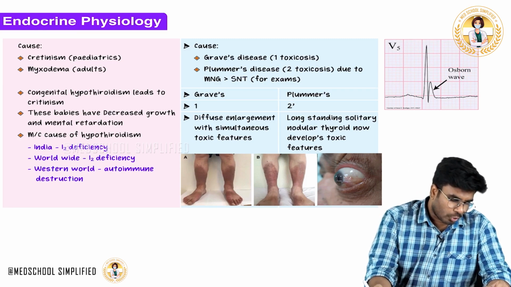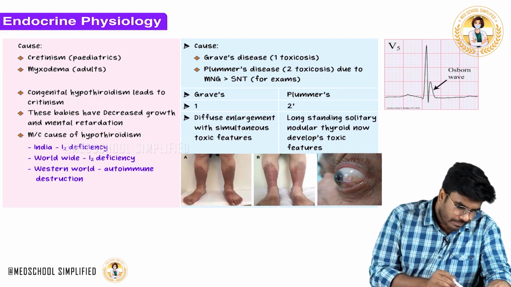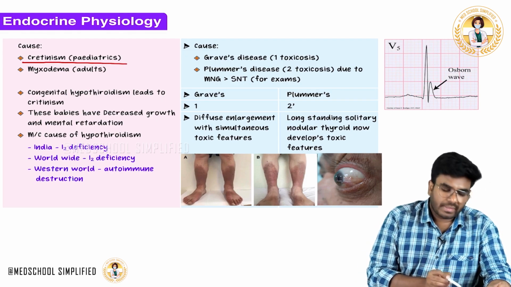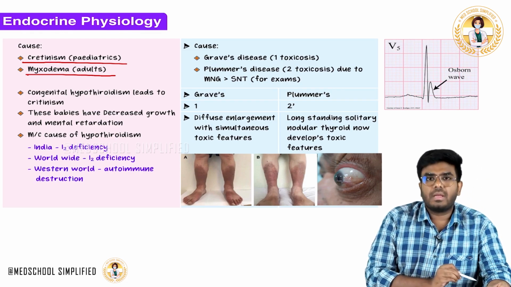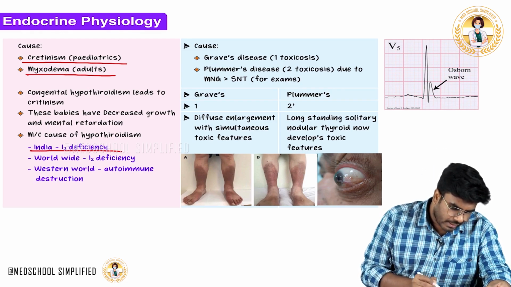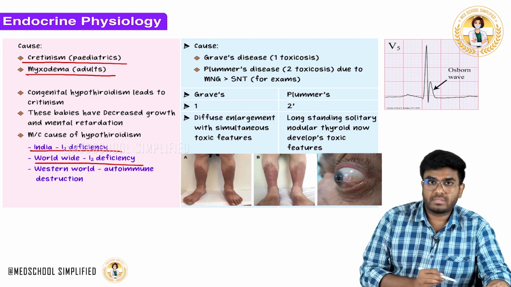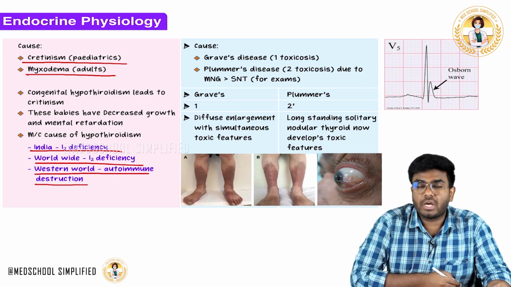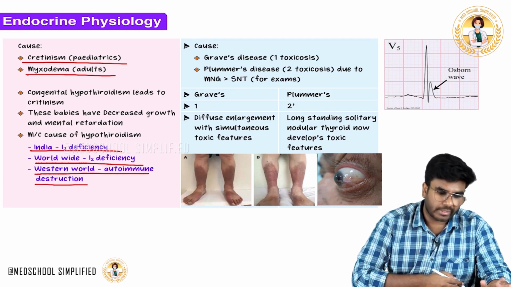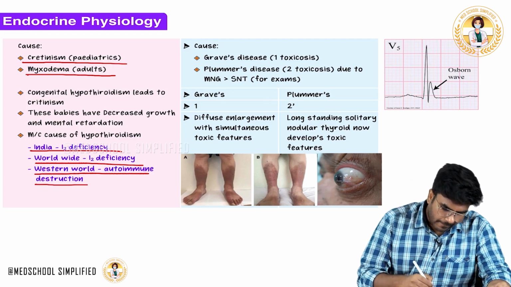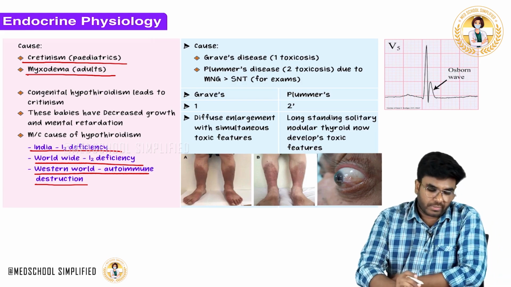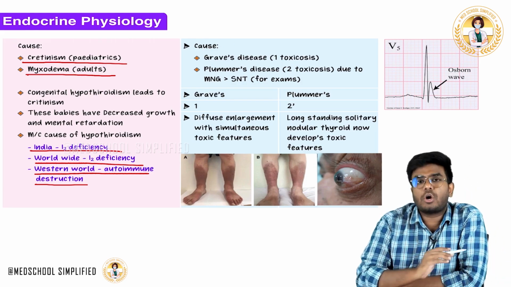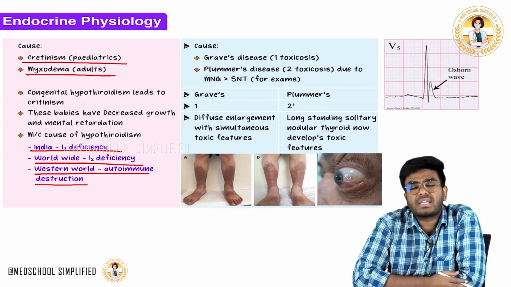So in the pediatric age group, hypothyroidism is going to cause cretinism. In adults, it is going to cause myxedema. I have already discussed with you the causes. In India and worldwide, the cause of hypothyroidism is iodine deficiency. In the Western world or the developed countries, autoimmune destruction or Hashimoto's thyroiditis is the most common cause of hypothyroidism. Done. Now, what are the causes? Here itself I am discussing the causes of hyperthyroidism. What causes hyperthyroidism?